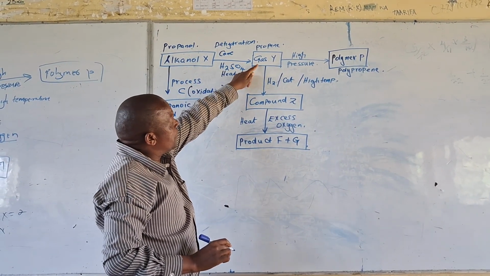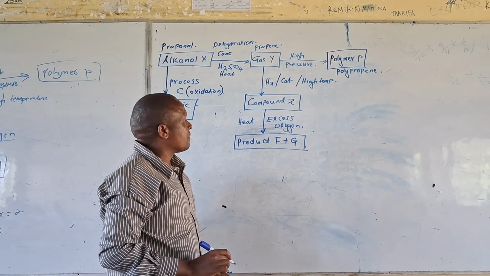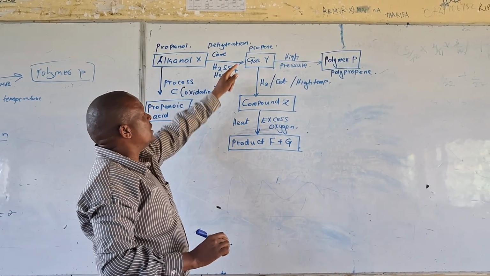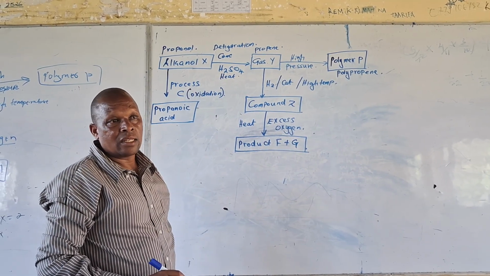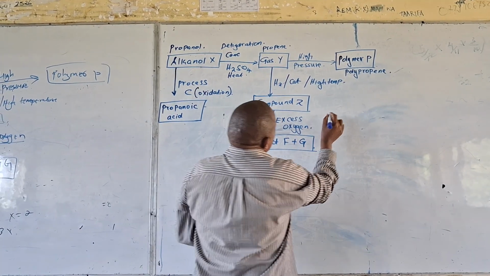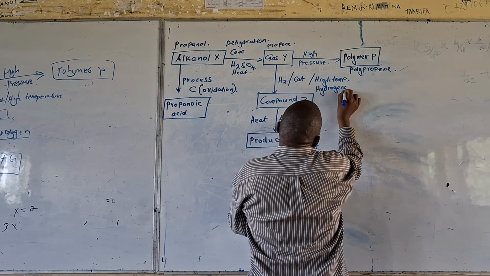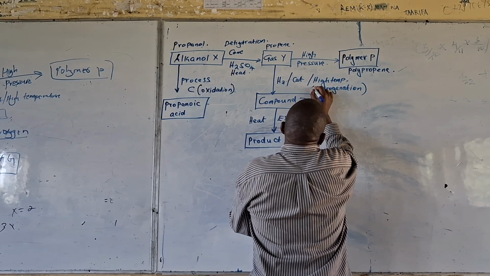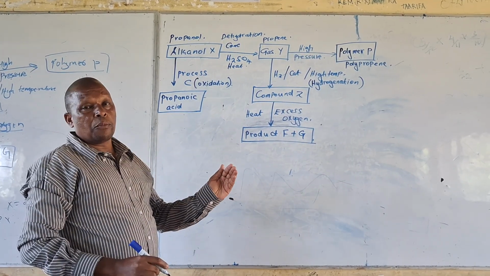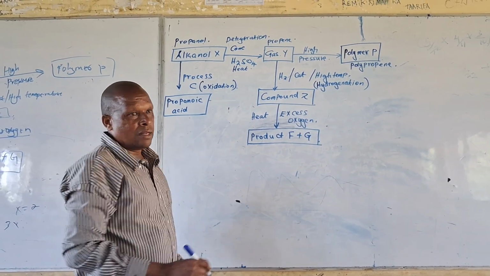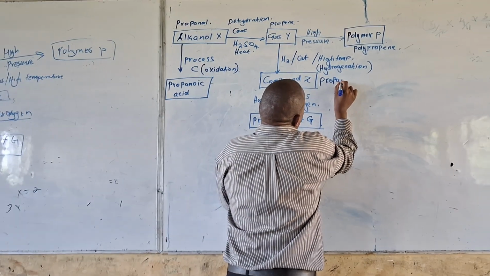Then we have our propene here. We have hydrogen, a catalyst, and high temperature. Then the compound Z. If this is propene and we are adding hydrogen, then the product is going to be an alkane. So the process taking place here is hydrogenation. And if it was propene, then it will become what? Propane. Are we together? Yes. So compound Z is propane.